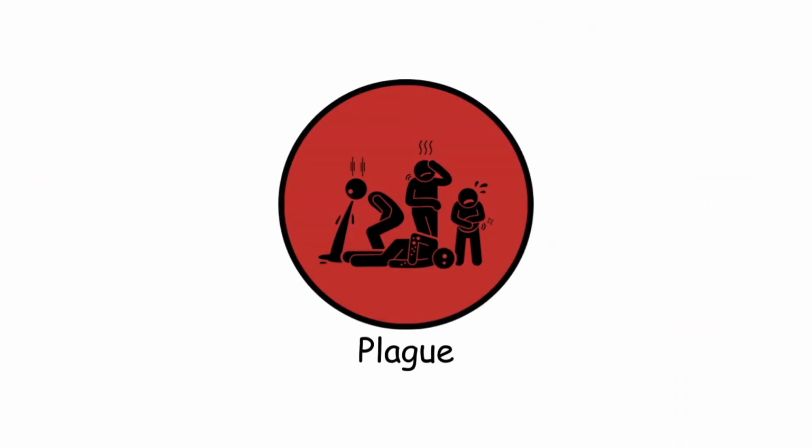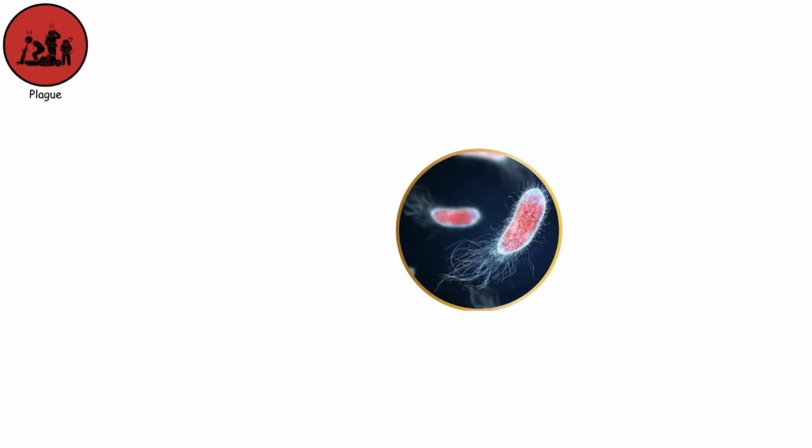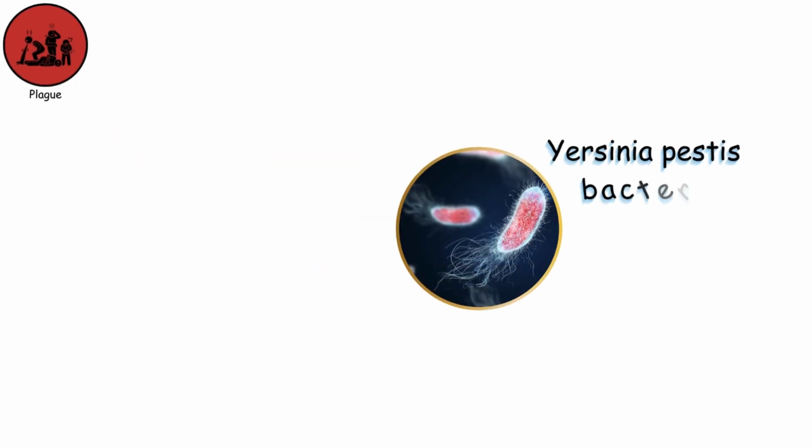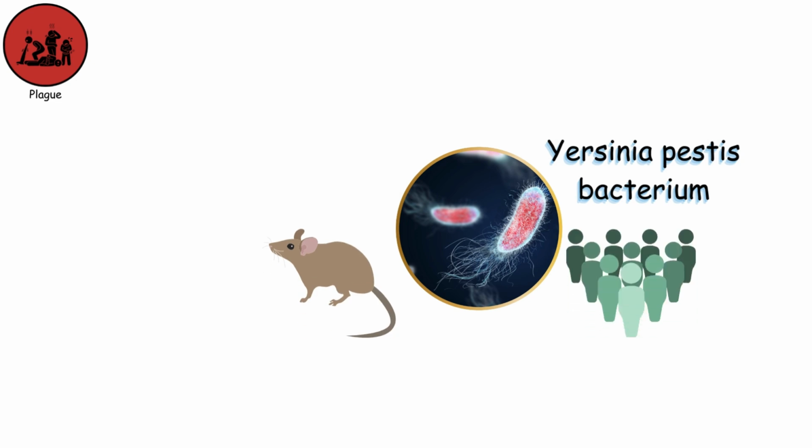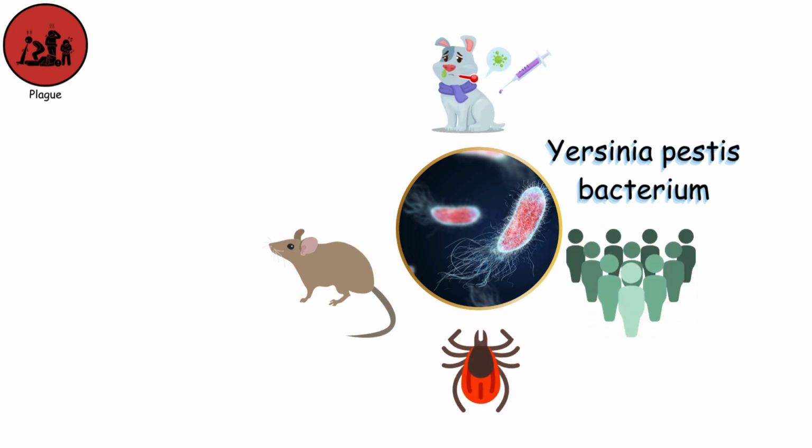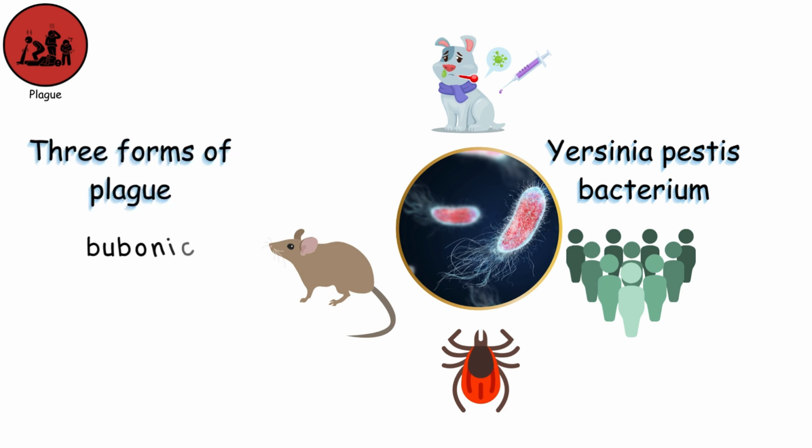Plague. Plague is a serious bacterial infection caused by the Yersinia pestis bacterium. It primarily affects rodents and is spread to humans through flea bites or contact with infected animals. There are three forms of plague: bubonic, septicemic, and pneumonic. Without prompt treatment, plague can be deadly.